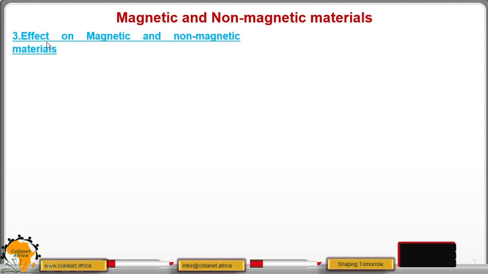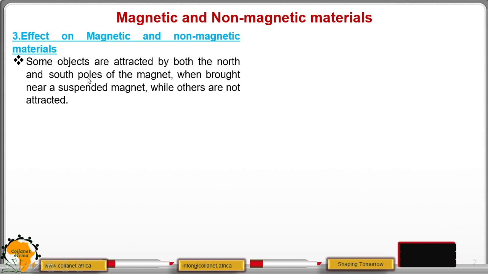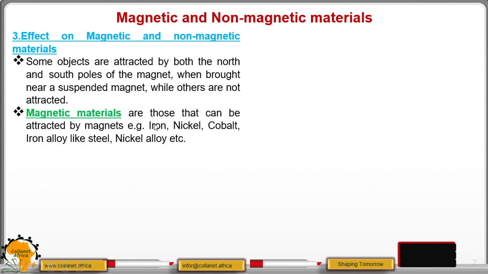We need to get the effect on magnetic and non-magnetic materials. Now we know that, as we are going to see, some objects are attracted by both north and south pole of a magnet when brought near a suspended magnet, while others are not attracted. Now, magnetic materials are defined as those materials that can be attracted by a magnet.